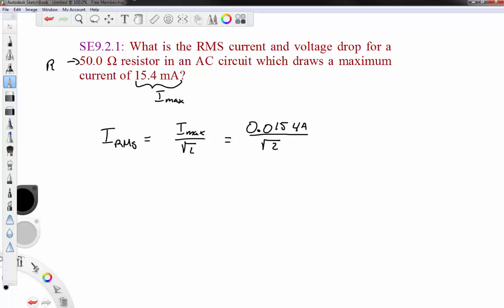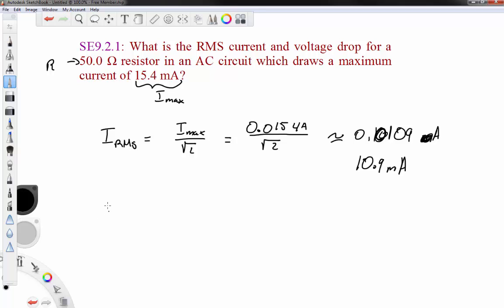And so if you do that, you get 0.010889, so that would be maybe 0.0109 amps. And so that would be 10.9 milliamps. And that is the I RMS, the root mean squared current.